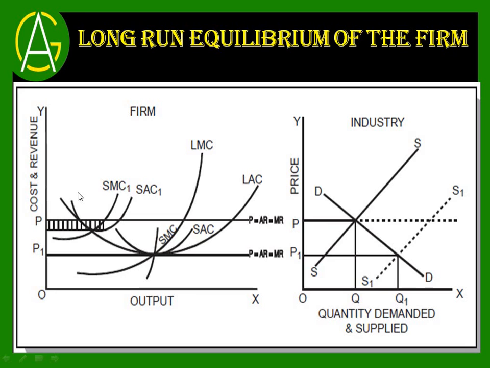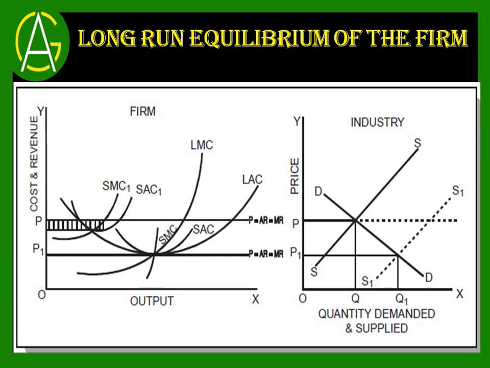We have just learnt about supernormal profit. When average revenue is greater than average cost, the firm is making supernormal profit. So friends, here we have seen that the firm under perfect competition is making supernormal profit in the short run.